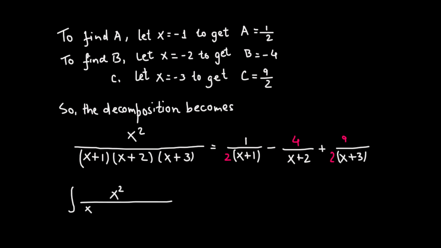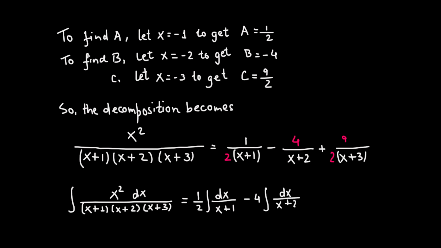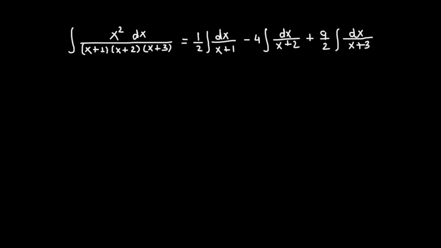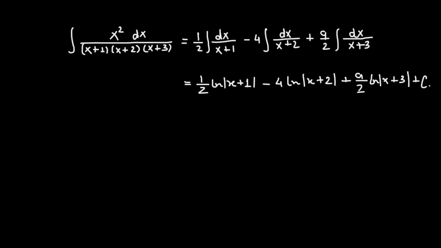Then we integrate both sides with respect to x, and that should give us half the integral of dx over x minus 4 times the integration of dx over x plus 2 plus 9 over 2 times the integration of dx over x plus 3. The result will be half of the natural log of x minus 4 times the natural log of x plus 2 plus 9 over 2 times the natural log of x plus 3, plus the constant of integration c.